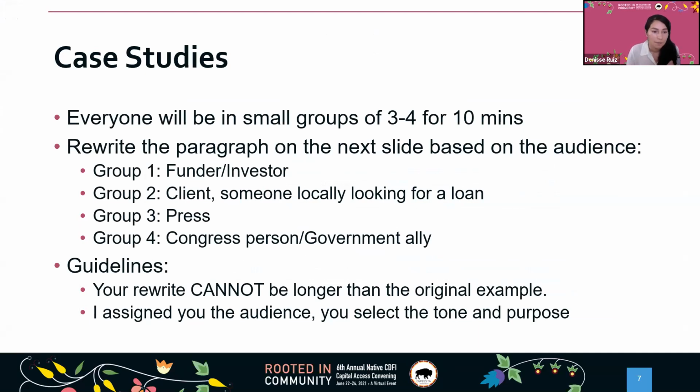And then, okay, so you are assigned your audience and you can select your tone and purpose. And I would also say, don't belabor the tone and purpose, just pick something and move forward with it. It's really to understand the process of it all. Okay, yeah. So does anybody have any questions before you get into your smaller groups?